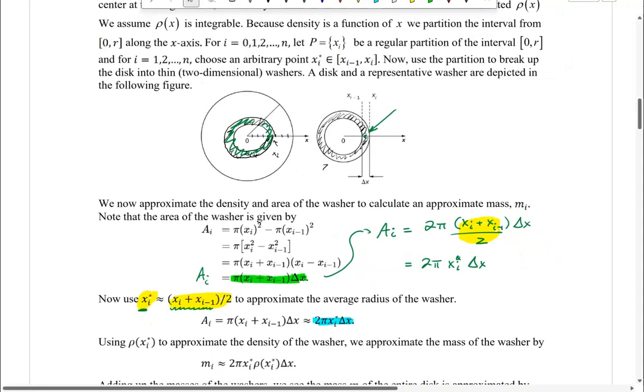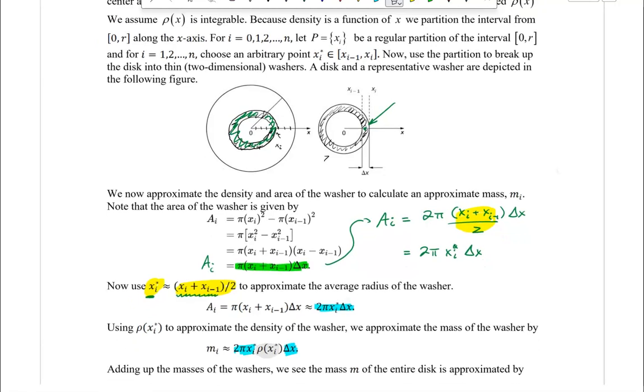So from there, what do we need to do? Well, kind of like we saw earlier with the linear case, we need to multiply this area that we have in light blue, which is right here, by the density at that point, x sub i star. And that's what I'm highlighting here in gray, down at the bottom of the screen. So that gives us an approximate mass of this washer, washer number i.